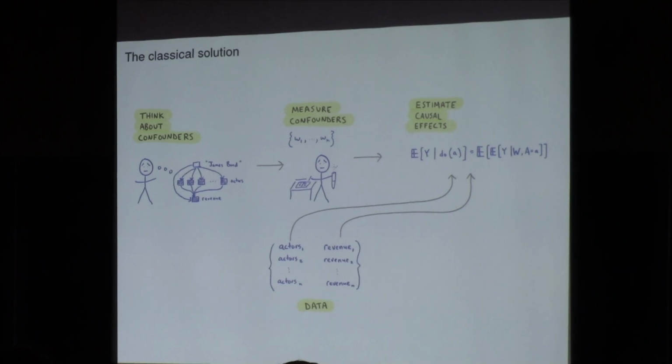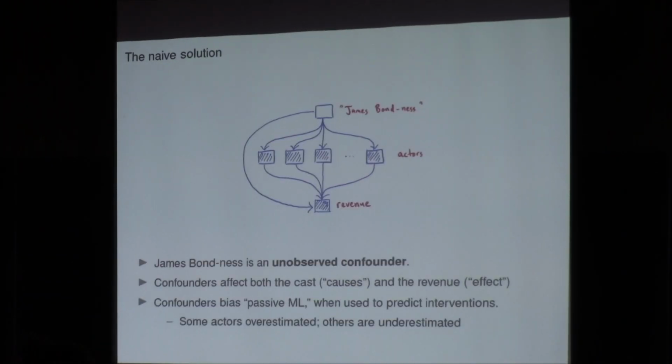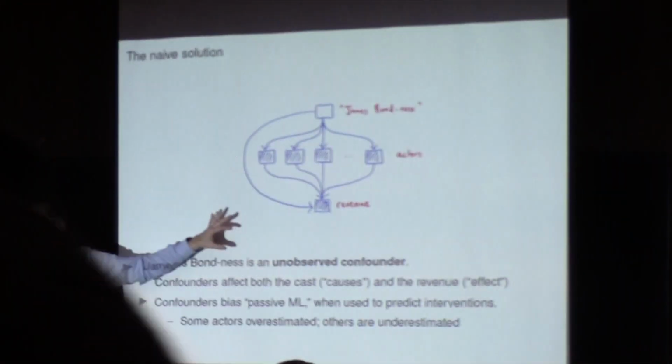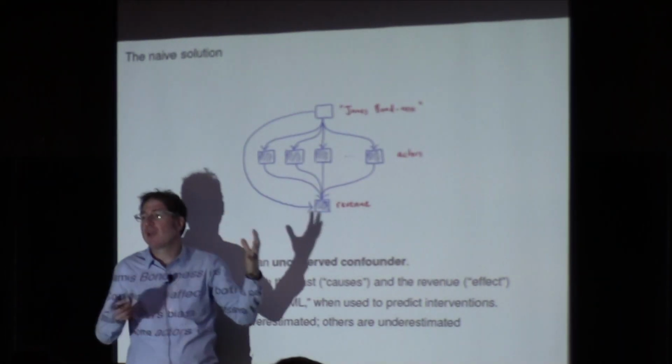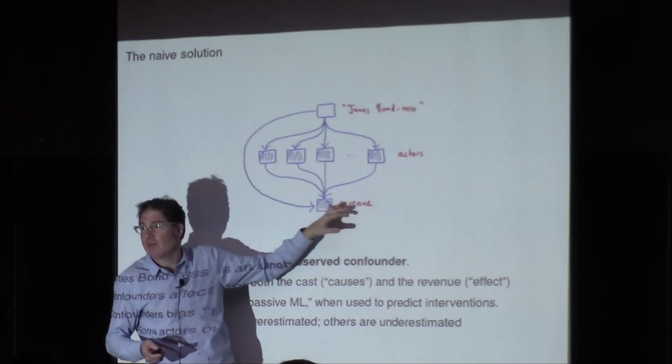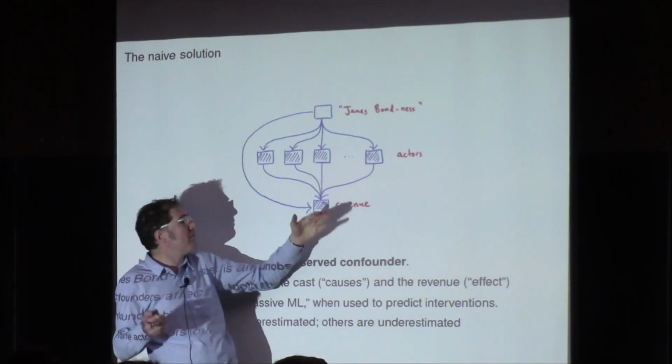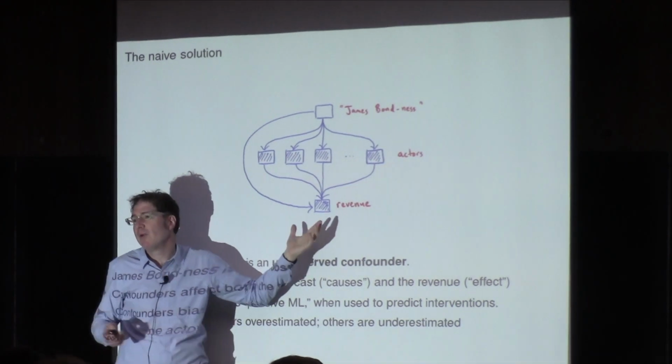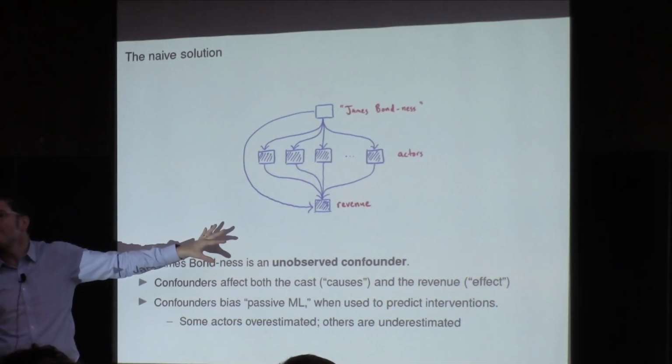So what's the solution? Question? Is an unobserved confounder the same as a latent variable? No, it's not. I mean, it is a latent variable in that we don't observe it, and it's a variable. But it's a particular type of latent variable here. It's one that is lurking in our data. We don't get to see it, and it affects the causes and the revenue.